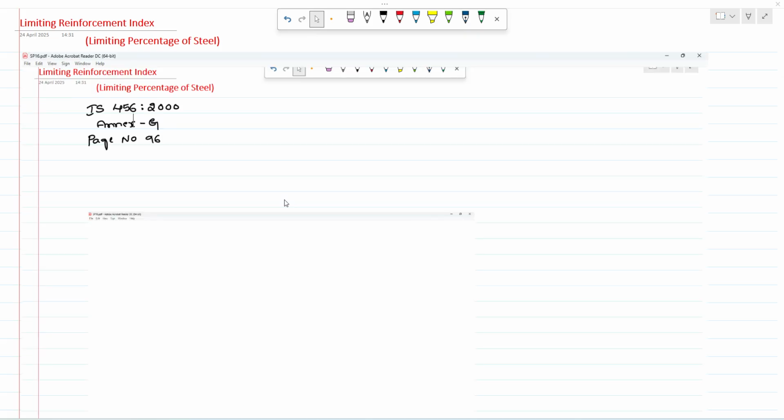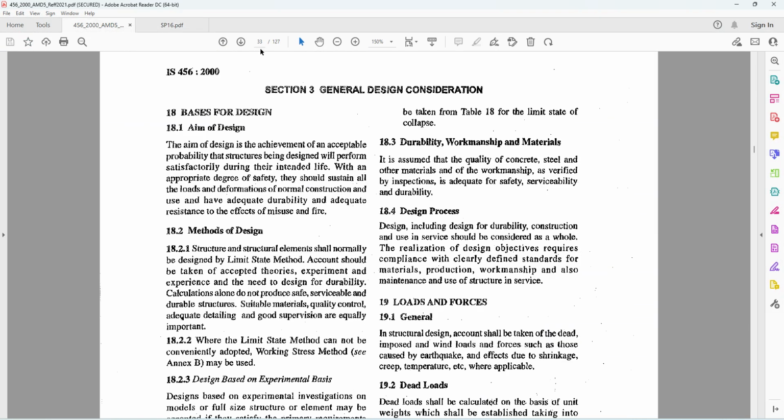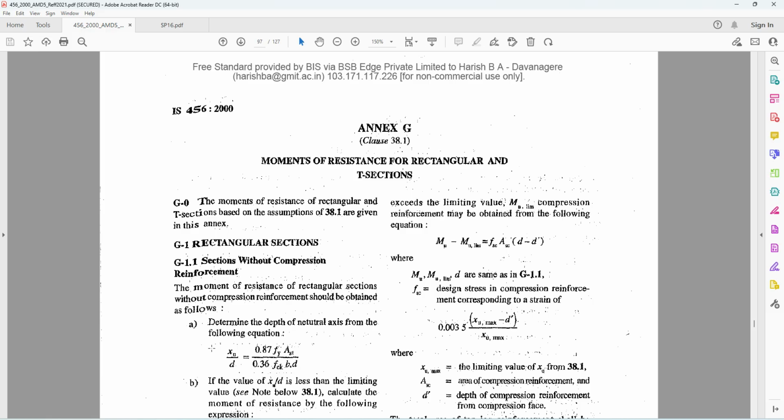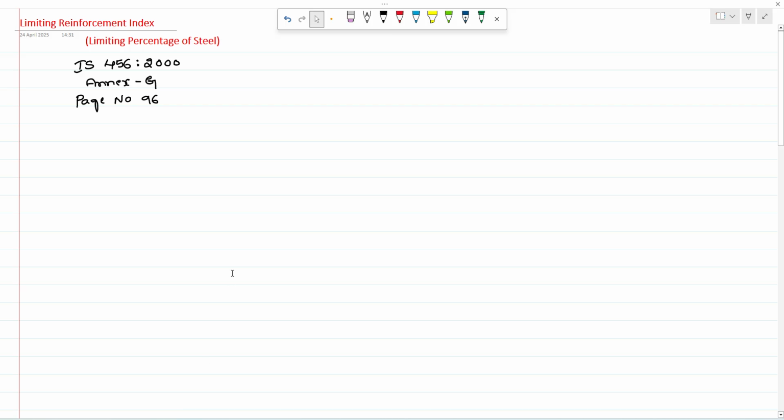So let me open the code. IS 456 page number 96. See here, depth of neutral axis, Xu divided by d equals 0.87 fy Ast divided by 0.36 fck bd. So this is the equation for depth of neutral axis.